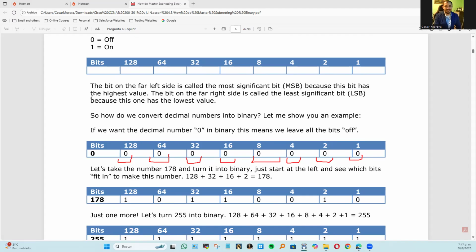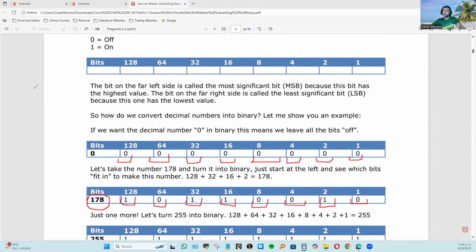Now, what happens if we want to have a value of 178, for example? We will have to sum up 128 plus 32 plus 16 plus 2, and we will be getting a value of 178. This one will be 0. This will be set as 0, 0, and 0.